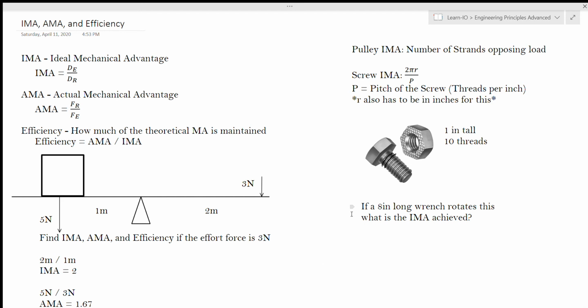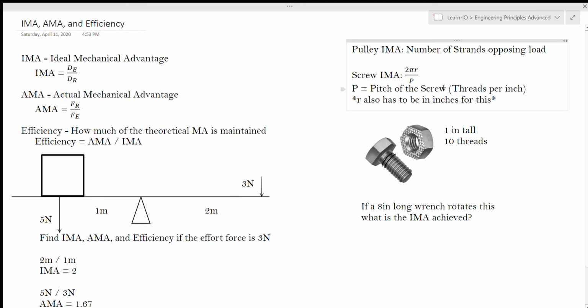When you're doing pulleys, for pulley IMA, we want to just use the system that we were using in the last course, where we just count the number of strands that oppose the load we're lifting. If you don't know what I mean by that, I recommend going back to the engineering principles video where we covered levers, wheels and axles, and pulleys, because I go over this method in that video.